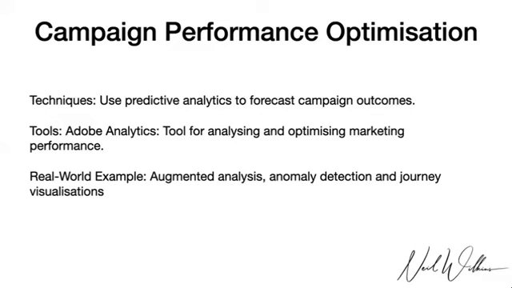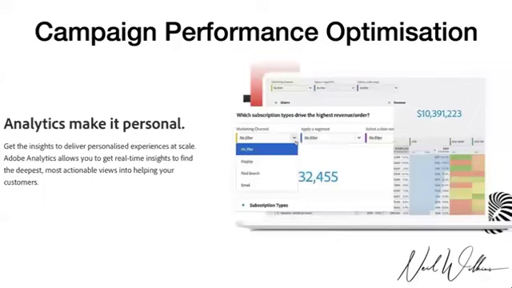And of course, with something like Adobe Analytics, as you would expect, you're going to get journey visualizations. So the analytics here is going to get very personal. You're going to be able to see down to an individual account or customer level if there's an anomaly, if there's a risk of churn, if there's a risk that the person has unsubscribed. Whatever is happening here, you can deal with it. Real-time insights to find the deepest, most actionable views into helping your customers.